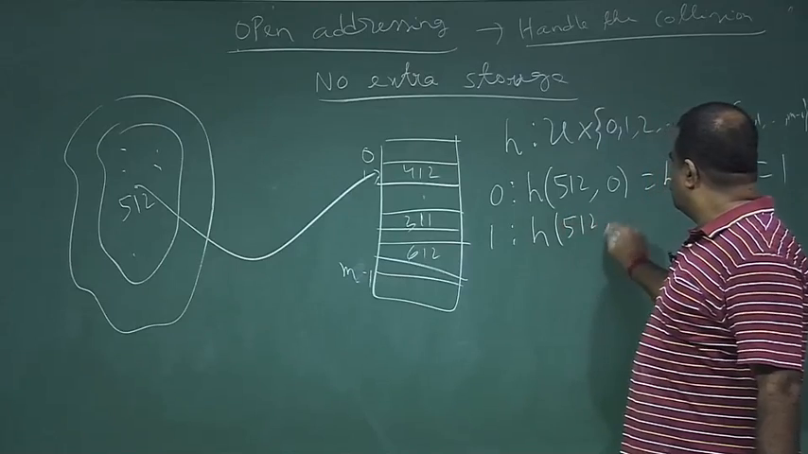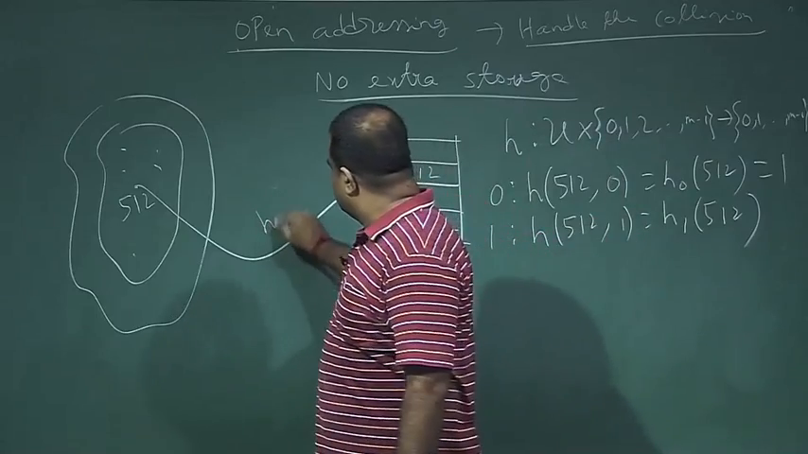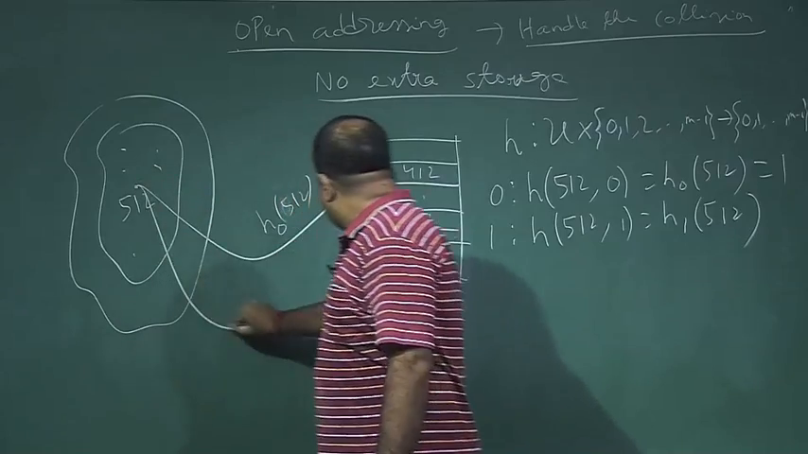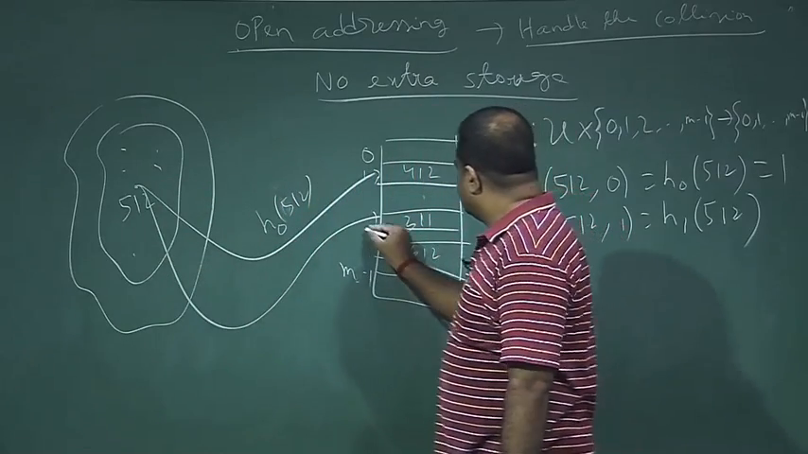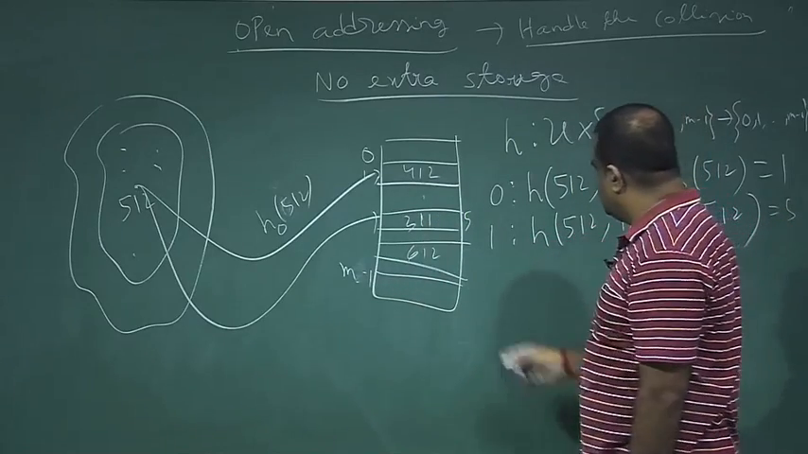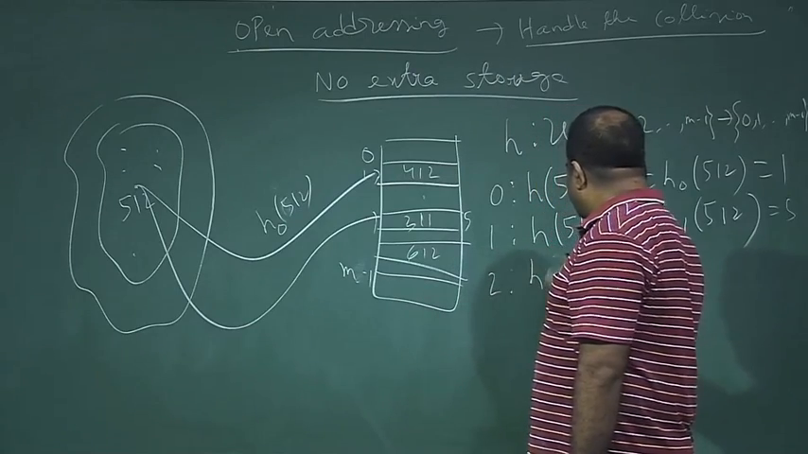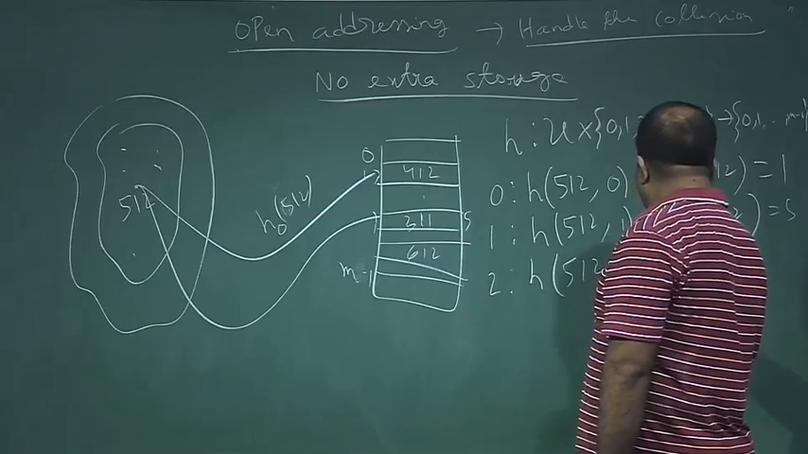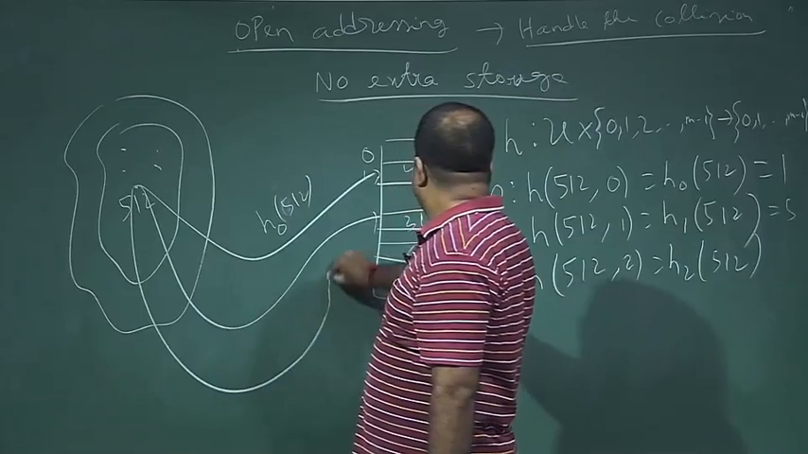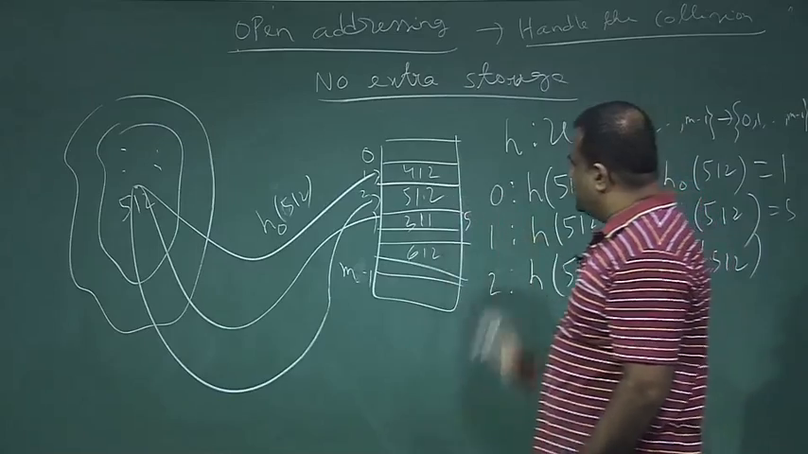So, h1 of 512, this is the next hash function. Suppose again it is hitting the fifth slot, which is occupied by somebody else. So, this is not empty. Next we go for the next probe, h2 of 512, another hash function. Now suppose it is giving us an empty slot, the second slot. So, we fit 512 there. This is the way.